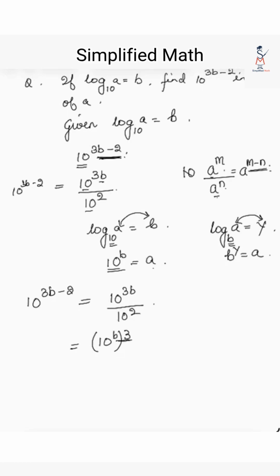Why did I do it like this? Because I have 10 raised to the power b as a. So I can write 10 raised to the power 3b as 10 raised to the power b multiplied by 3. So we can write it like this. So this is 10 raised to the power 2. 10 raised to the power b is a. So instead of 10 raised to the power b, I will write a divided by 10 raised to the power 2, that is 100. So this will become a raised to the power 3 by 100.